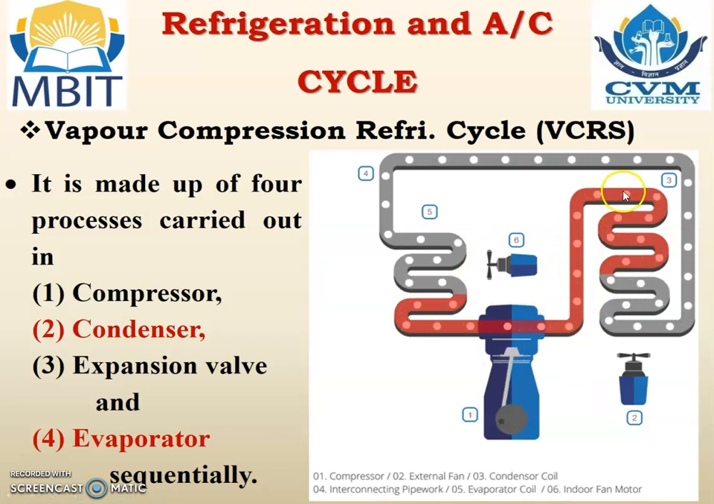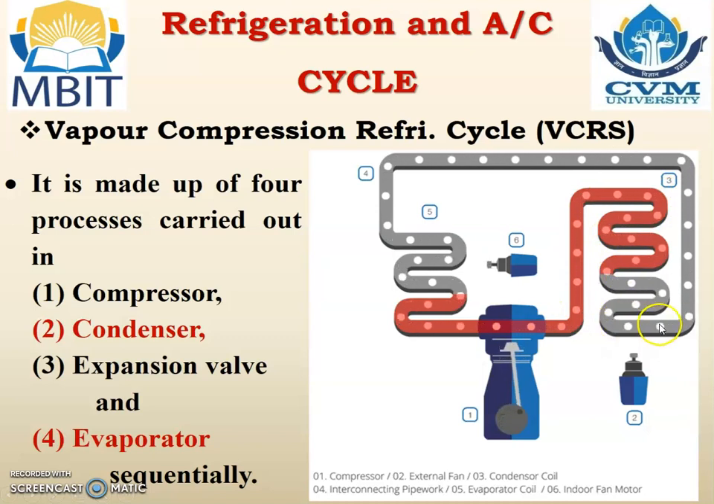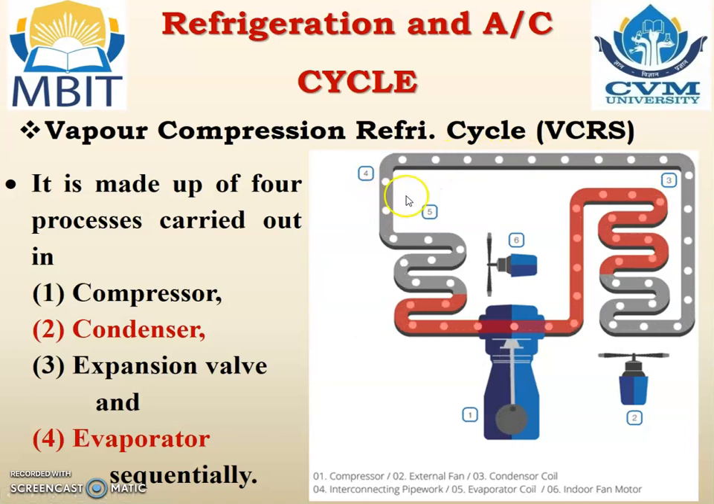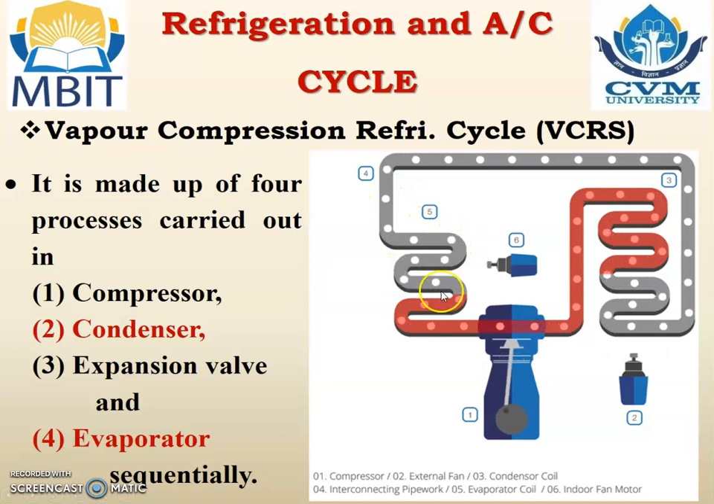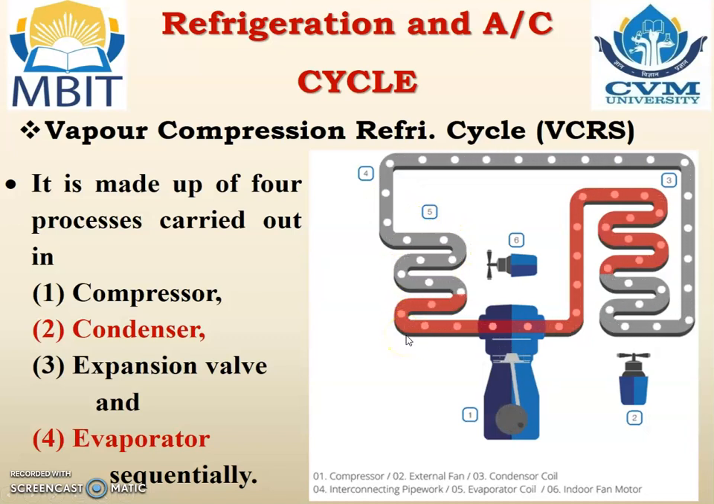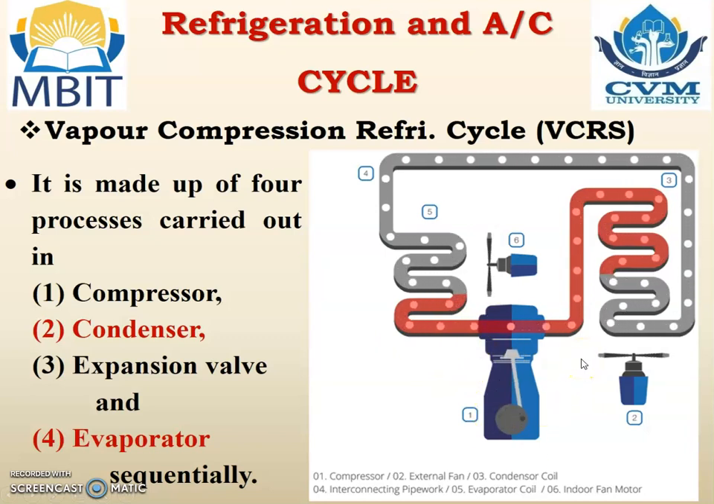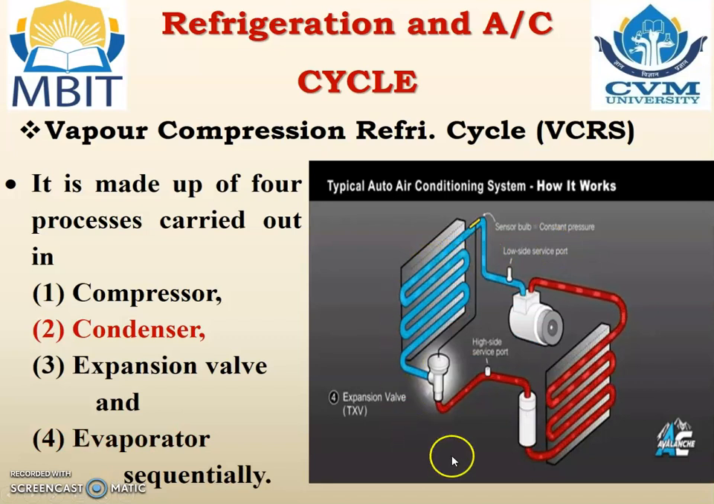Then it enters the second component, that is the condenser. Then the refrigerant enters the third component, that is the expansion valve or expansion device. And then the refrigerant enters the evaporator. After the evaporator, the refrigerant again enters the compressor and the cycle is completed. So this is another animation for the VCRS system. This is the compressor, this is the condenser, this is the expansion valve, and these are the evaporator tubes, and then back to the compressor.